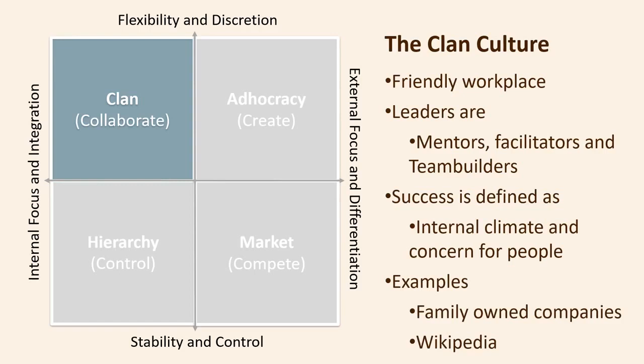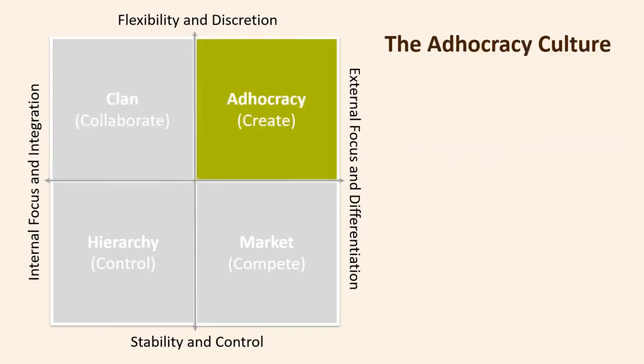Examples of organizations are small family-owned companies and some NGOs, like Doctors Without Borders, or the free online encyclopedia, Wikipedia. The adhocracy culture in the upper right quadrant is characterized by a creative environment. The adhocracy culture is a dynamic, entrepreneurial and creative place to work. People stick their necks out and take risks.